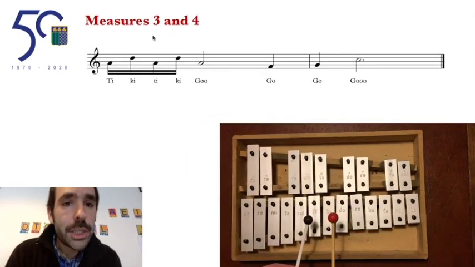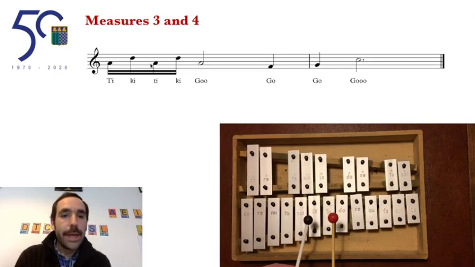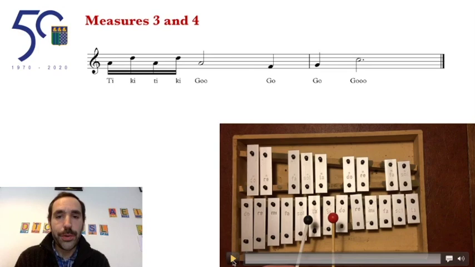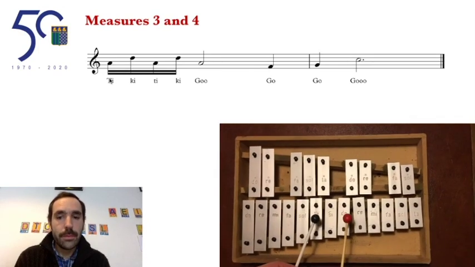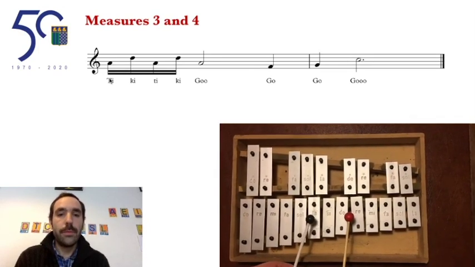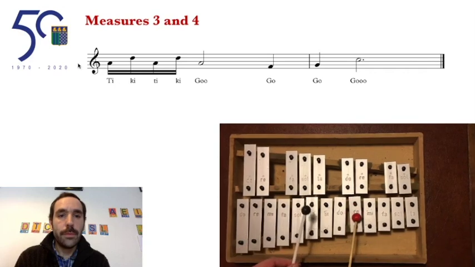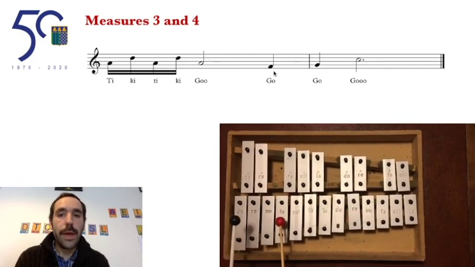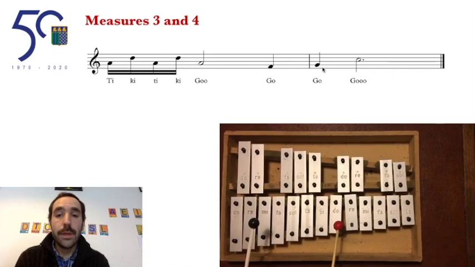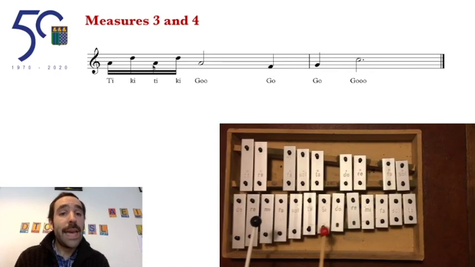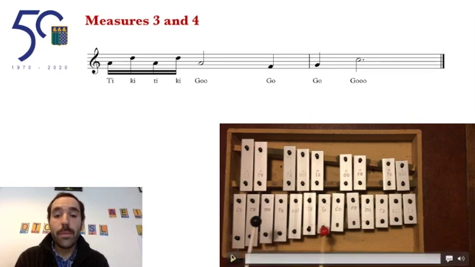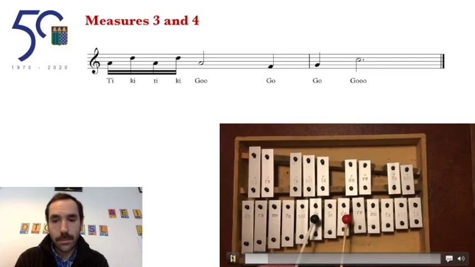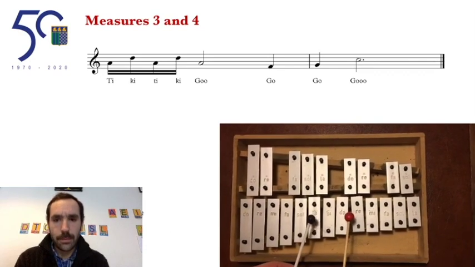These are the measures number 3 and 4. The start is the same, but the other part is different. Let me show you. 1, 2, 3, 4. So you have A, D, A, D, A, F, G, C. One more time. 1, 2, 3, 4.